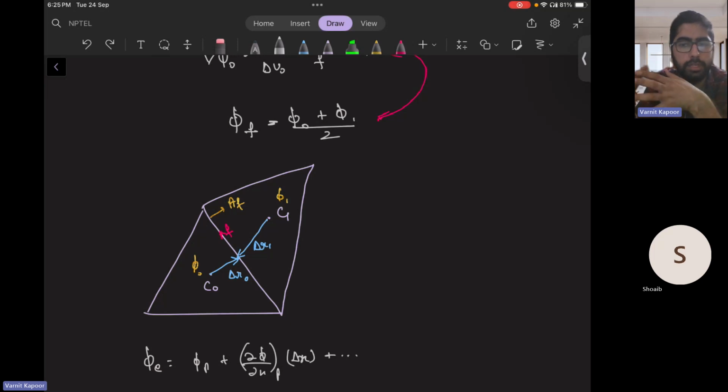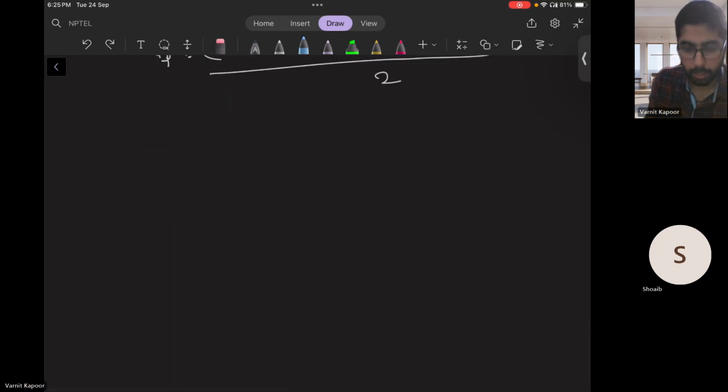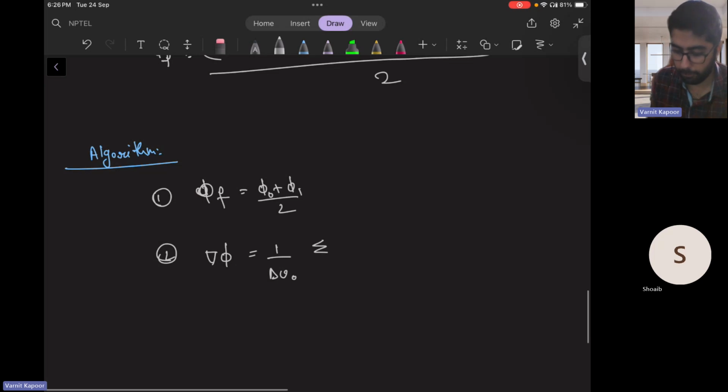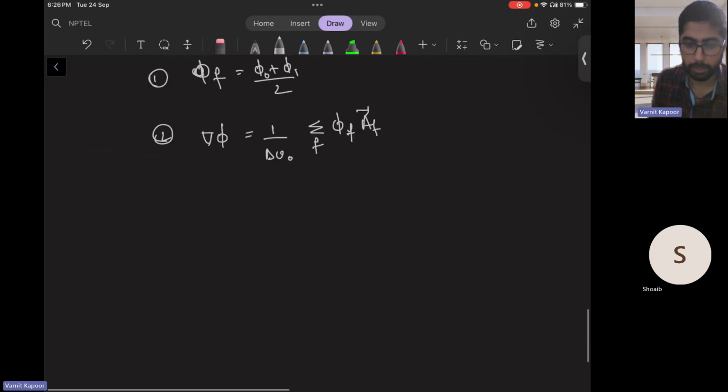And if you were to write a general solution for this, we can call it the gradient theorem approach. So you calculate your guess value. You evaluate phi of f from the phi naught and phi 1 cell-centered values using the arithmetic average. And in the next step, calculate the gradients of phi at the cell center using 1 over V naught times the summation over f of phi f A f. So let me write the gradient theorem approach algorithm. To get phi of f is phi naught plus phi 1 by 2. Then gradient of phi is 1 over V naught summation of f phi of f A of f.